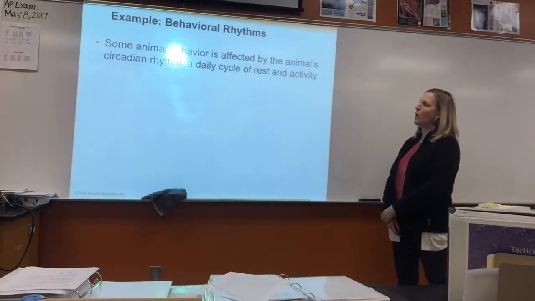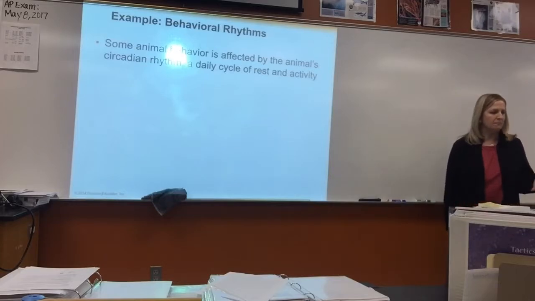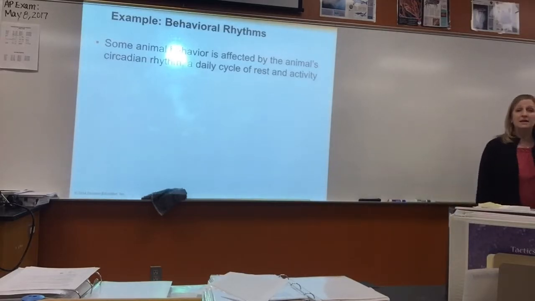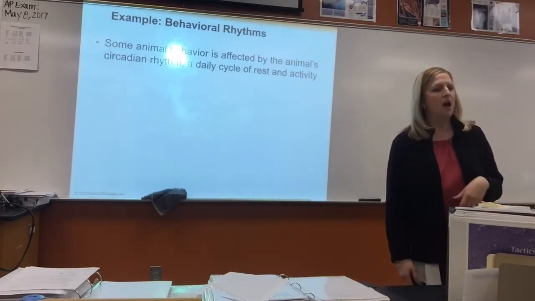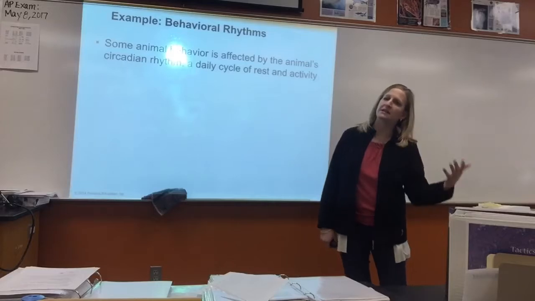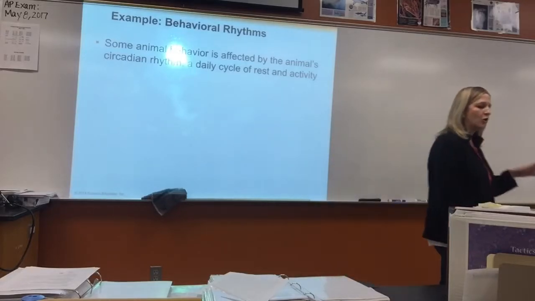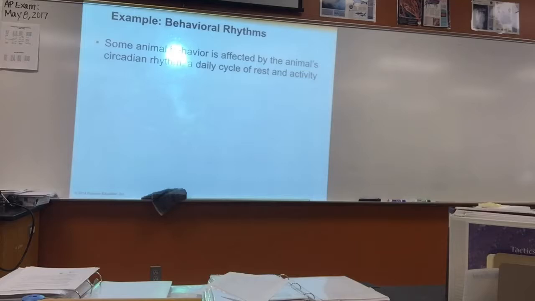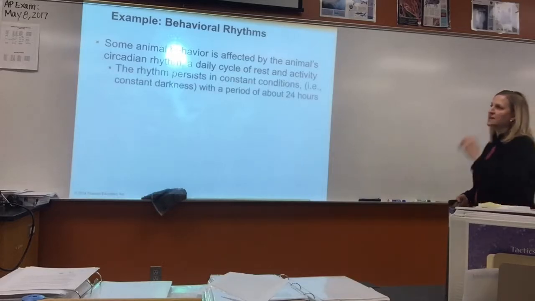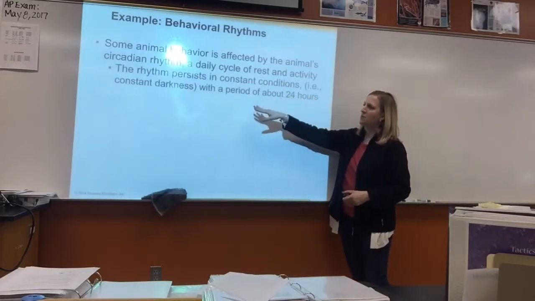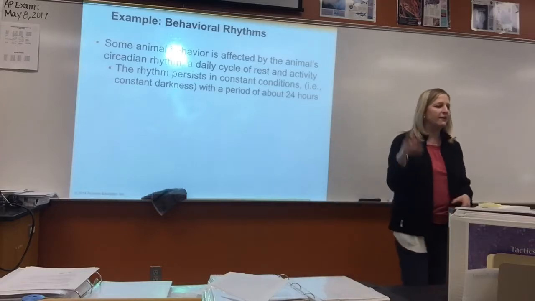And what happens is at night, our body produces a hormone called melatonin, and that triggers restfulness and sleep, and then that hormone goes down towards the morning and into the daytime, when we're more active, all right? And so then we have this cycle of 24 hours, and that's our circadian rhythm. And they found that the rhythm persists in constant conditions. Example, constant darkness, with a period of about 24 hours.